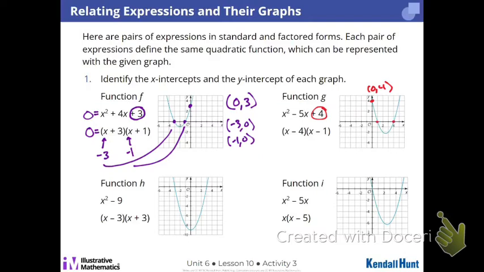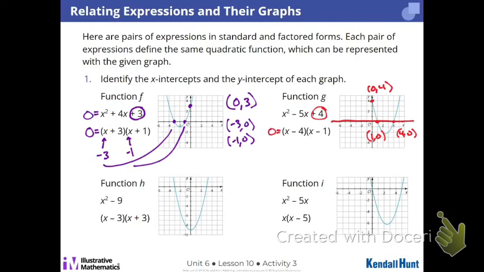So I got 4, 0, and I got 1, 0. Now, Troy, where do you see them in the function? Okay, so let's go with this. I want to multiply to get 0, correct? Because where the x-intercept is, no matter where I'm at, y is 0. So I'm setting this equal to 0, okay?